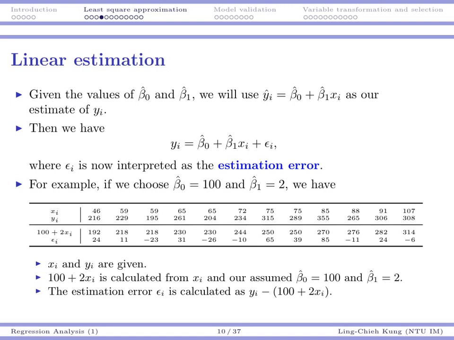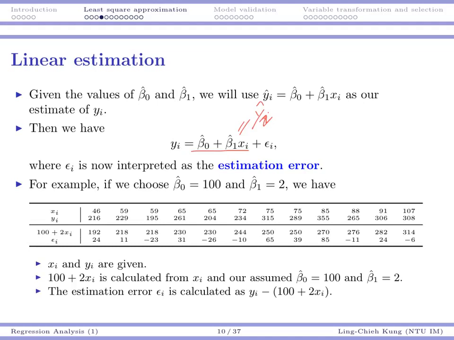So that means we can now interpret epsilon i as another thing. It's our estimation error, because this guy is our y hat i. We know our estimation would have some deviation from the true value. This is our predicted value. This is our true value. There can be some error, some differences. So we call epsilon i our estimation error.